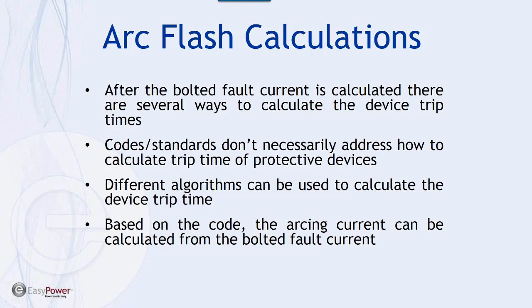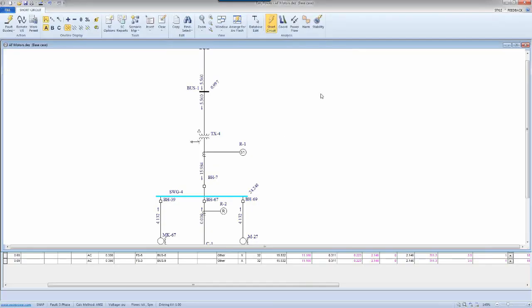So one more time, let's just review the steps here. Bolted fault current here, this value, we need to calculate the arcing current from this value. Then we need to go and look at the contribution from each individual branch. That's the concept of any arc flash calculation, regardless of what type of tool, package, or software we use here.